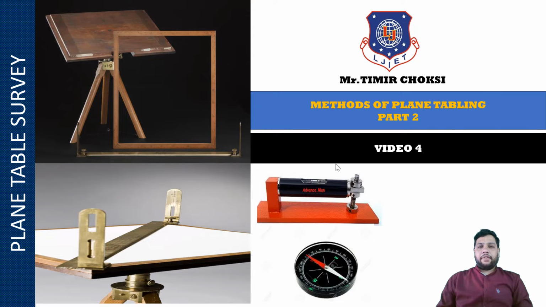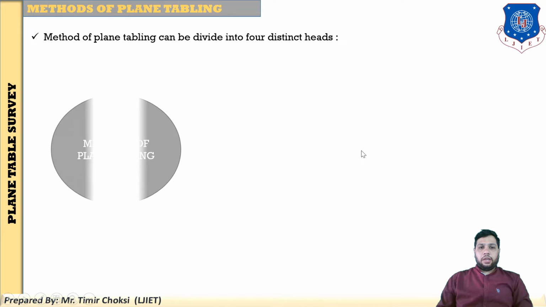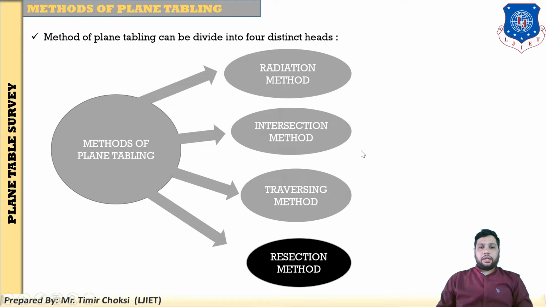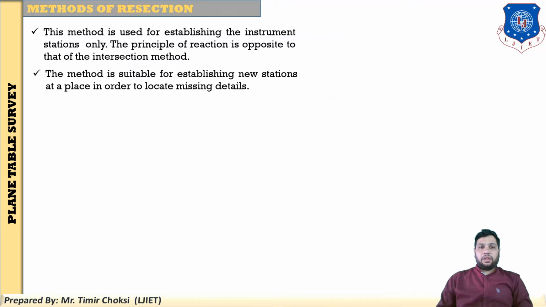In part 1, I explained three methods: radiation, intersection, and traversing. In session number 4, I will explain that there are four major methods, and in this particular session I will explain the resection method. Radiation, intersection and traversing I have already explained in session number 3. So the fourth method is the resection method.